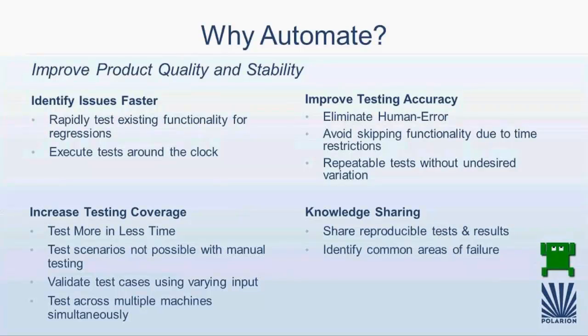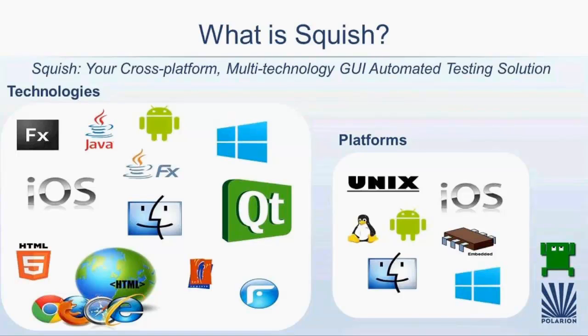And then there's the knowledge sharing. By being able to reproduce something using automated testing, you can then share that test with other members of your team and the results for them to see how to reproduce that issue as well as confirm that it has been resolved once fixed.